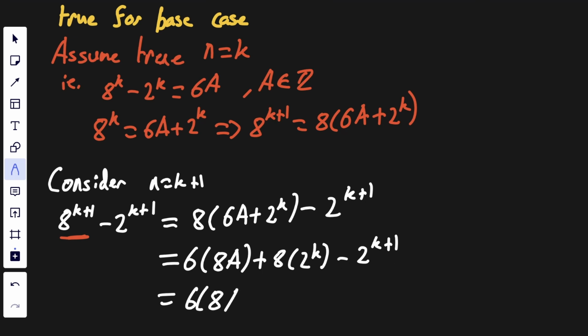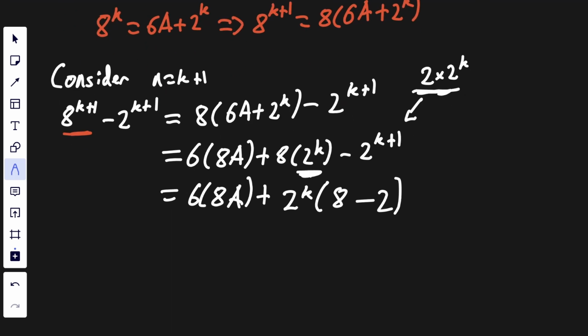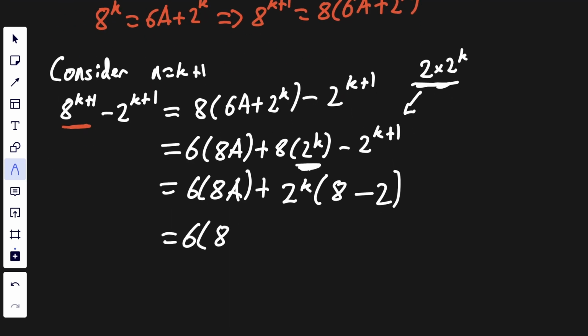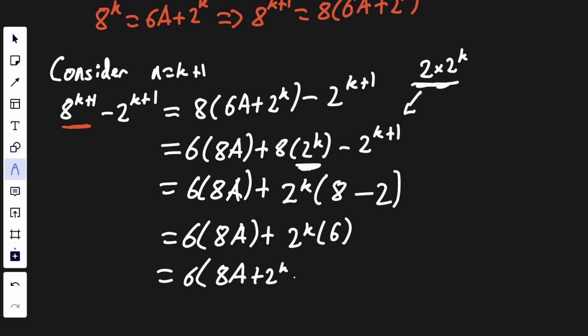So on our next line, I'm looking for a factor. I'm looking to factorize this expression. This is a factor of 2 to the k, and actually this here is 2 times 2 to the k. So I can factorize this, and this is a very common trick. Whenever you have like a +1 in a power or a -1, you can search for common factors. So this is going to be 2 to the k times 8, and if I factor out a 2 to the k of this one, we're going to have a -2. This leaves us with 6 times 8a plus 2 to the k times 6, which is the same as 6 times 8a plus 2 to the k.